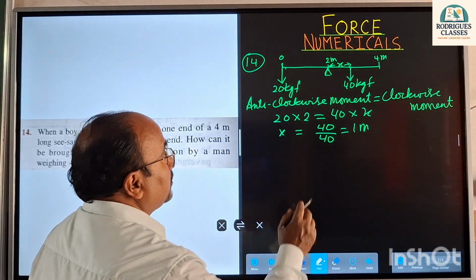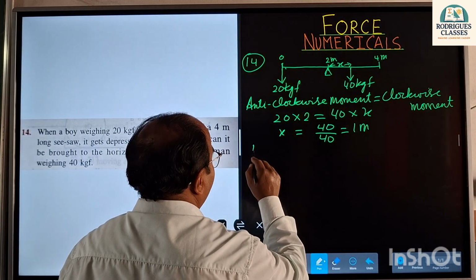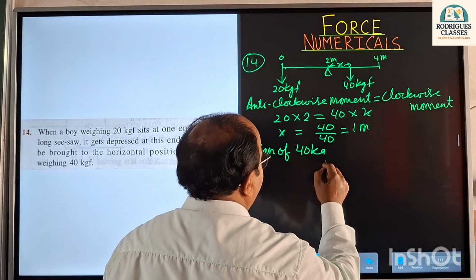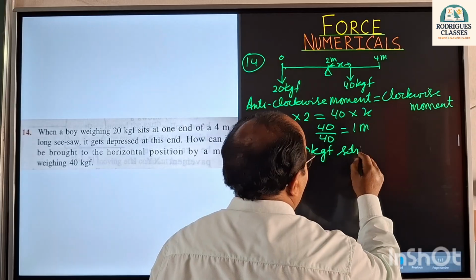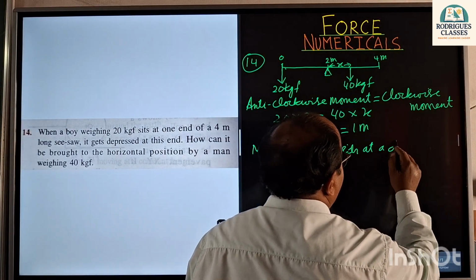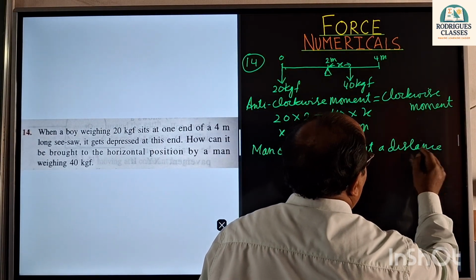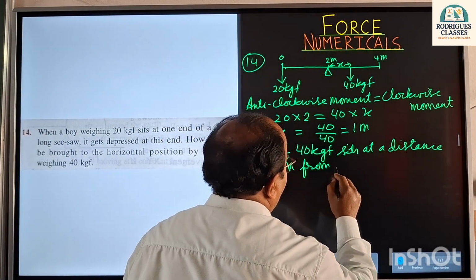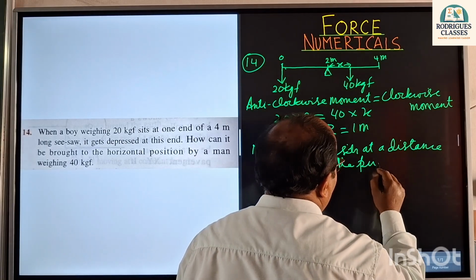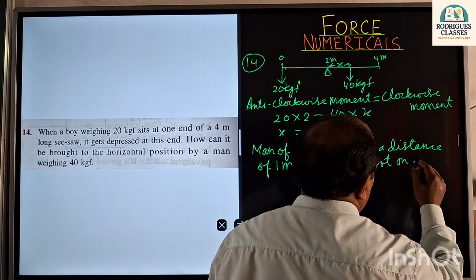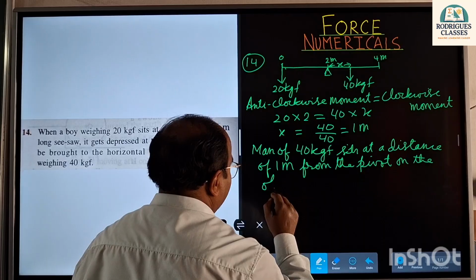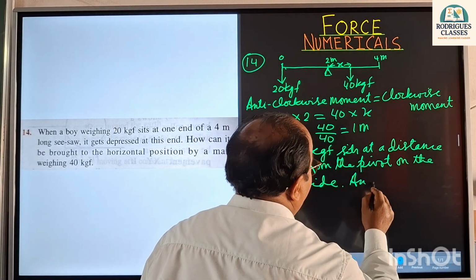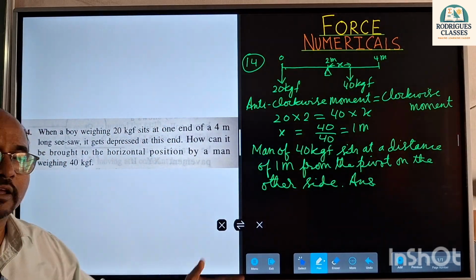So it means the man has to sit on the other side at a distance of 1 meter from the pivot point. Okay, so man of 40 kgf sits at a distance of 1 meter from the pivot on the other side. This is your answer. So this was a simple sum. Okay, I hope you have understood it.